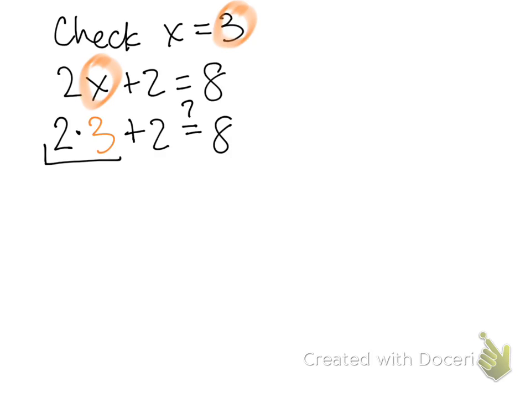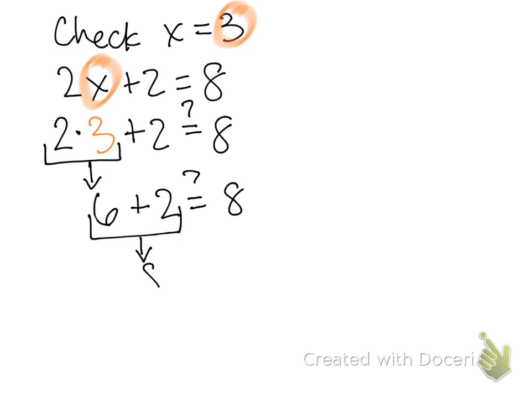So first I'm going to do this multiplication, which is 2 times 3, that equals 6, plus 2. Does this equal 8? Now I add. 6 plus 2 is 8. Does that equal 8? Yes, it does. I have two sides that are the same. So that tells me that my solution x equals 3 is correct.